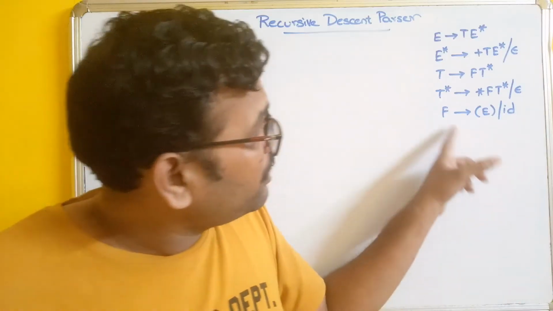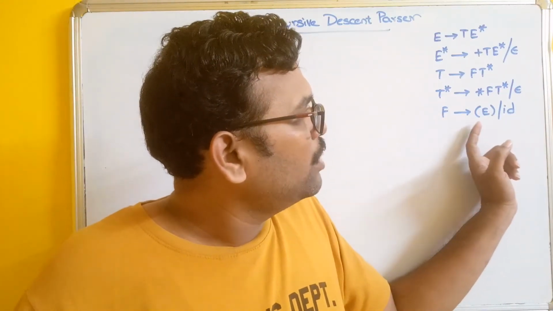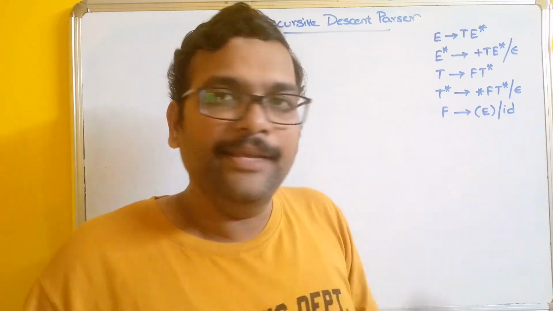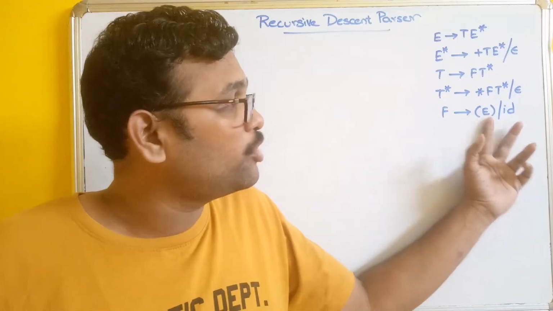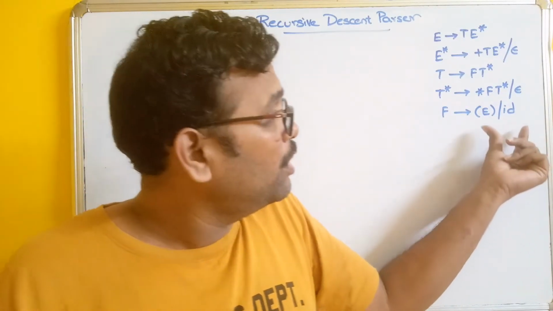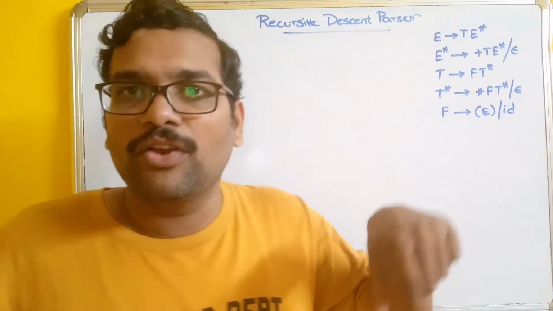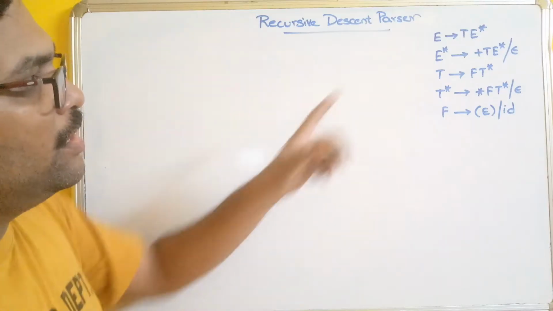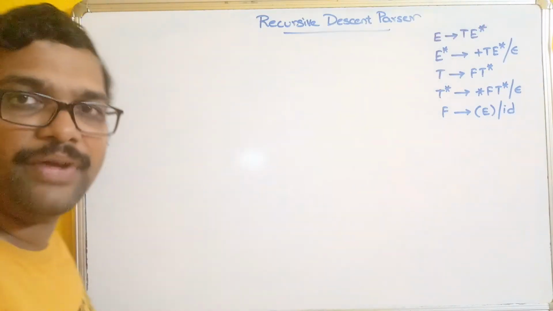You can observe one example here. F tends to E or ID. This non-terminal has two productions, so we have to write the information regarding these two productions in a single procedure. Now we will go with writing the procedures. First one is a non-terminal. Write down the procedure for E.